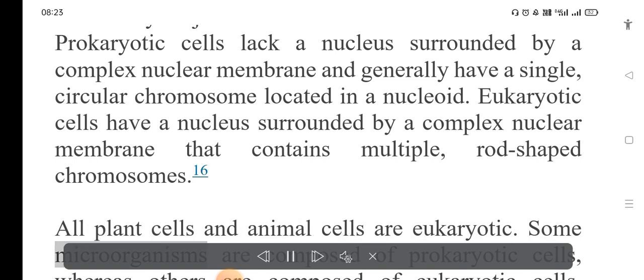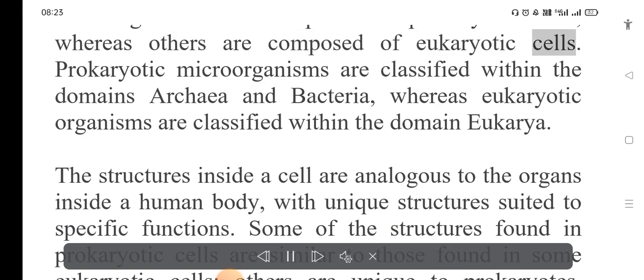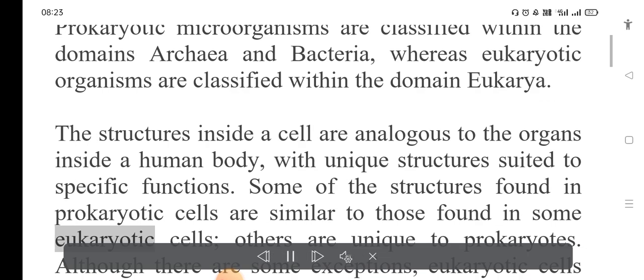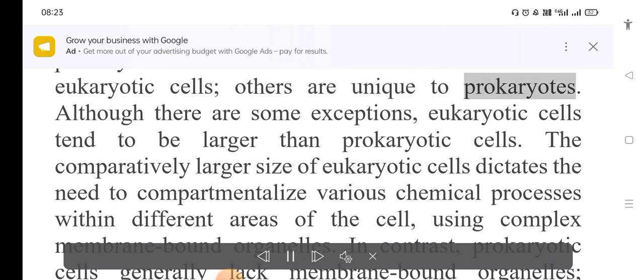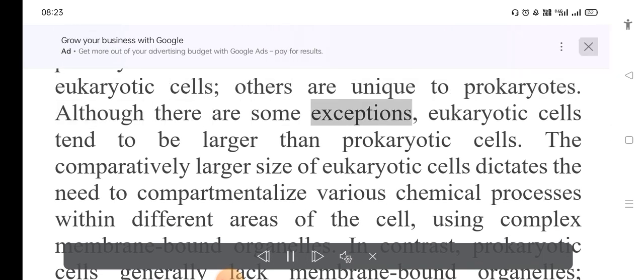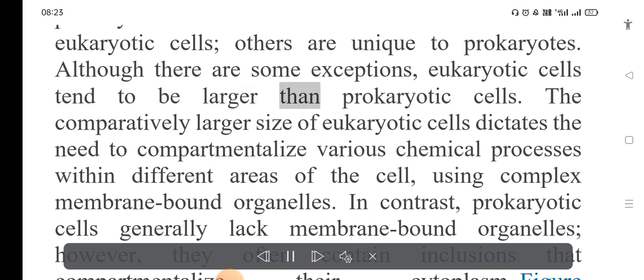Some microorganisms are composed of prokaryotic cells, whereas others are composed of eukaryotic cells. Prokaryotic microorganisms are classified within the domains Archaea and Bacteria, whereas eukaryotic organisms are classified within the domain Eukarya. The structures inside a cell are analogous to the organs inside a human body, with unique structures suited to specific functions. Some of the structures found in prokaryotic cells are similar to those found in some eukaryotic cells, others are unique to prokaryotes. Although there are some exceptions, eukaryotic cells tend to be larger than prokaryotic cells.